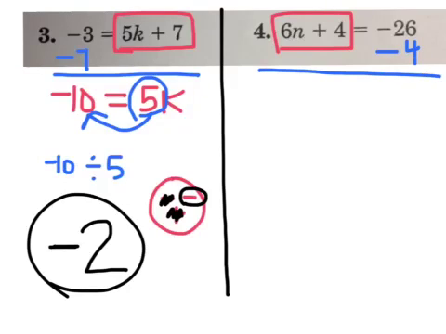Again, you need to be really careful on this question because it's not 26 minus 4, it's negative 26 minus 4. If I was already at negative 26 and I want to take away 4 more, this is where a lot of people mess up. Negative 30 is the answer.